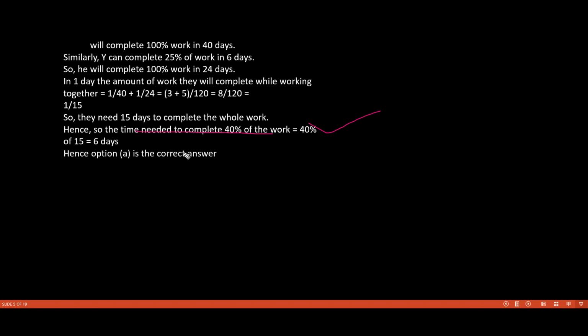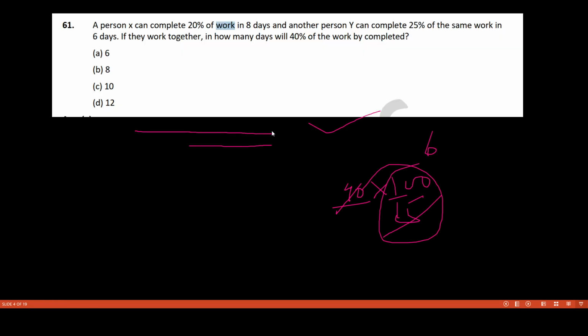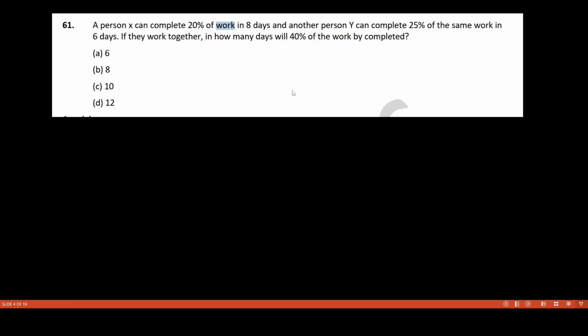And in the question it is asked how much time is needed to complete 40% of the work. So 40% of the work, definitely 40% of the work into 1 by 15. Why? Because 1 by 15 of the work is done in one day. So from here you can definitely know that 6 days are required to complete 40% of the work. So this is how we do this question which is asked in the UPSC exam.